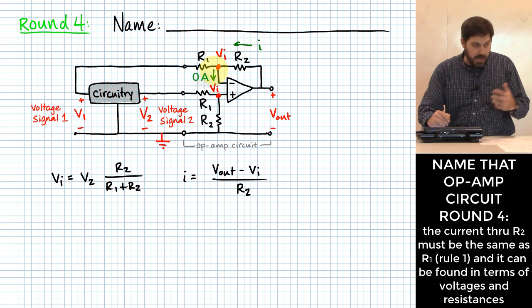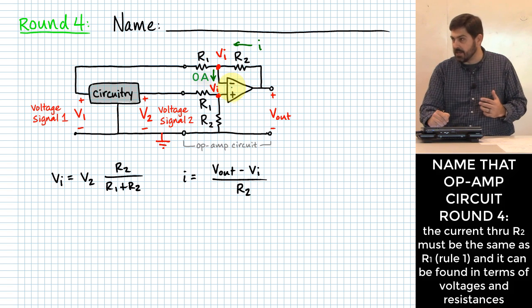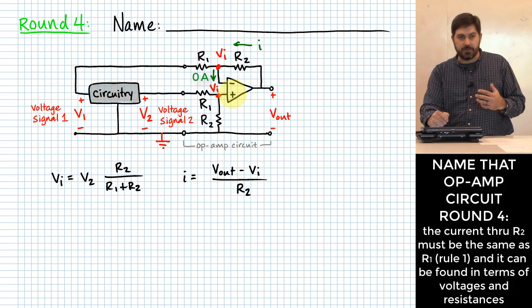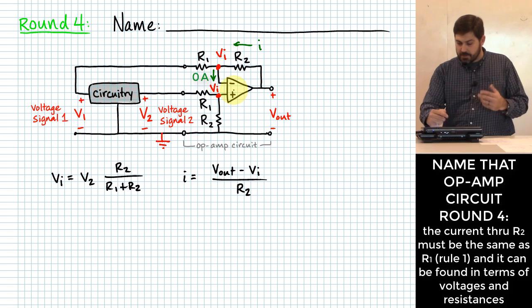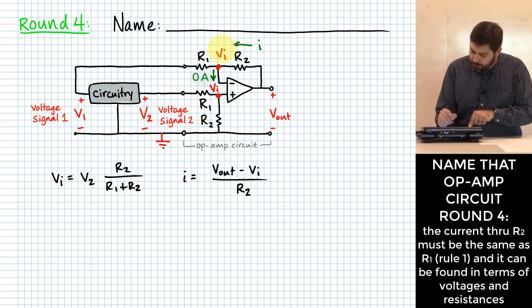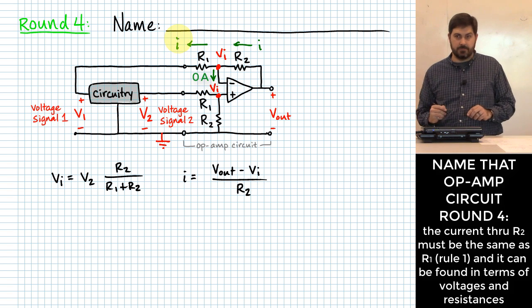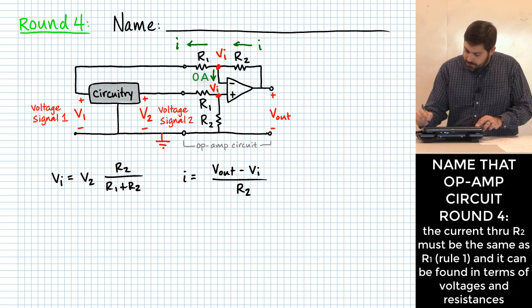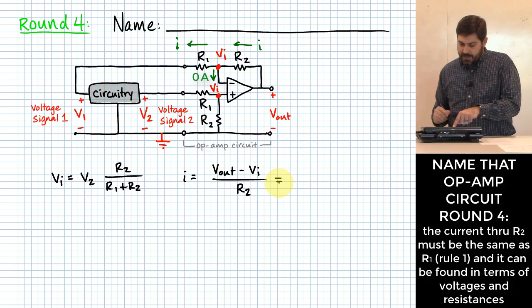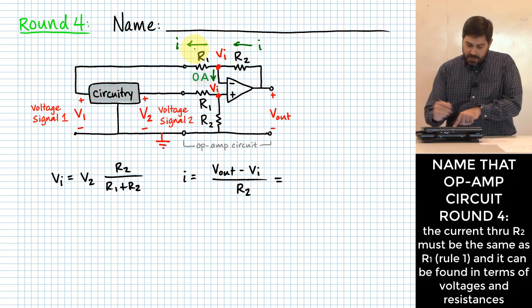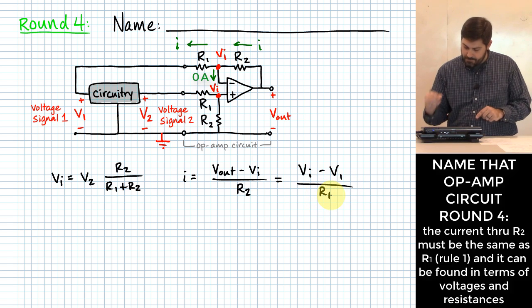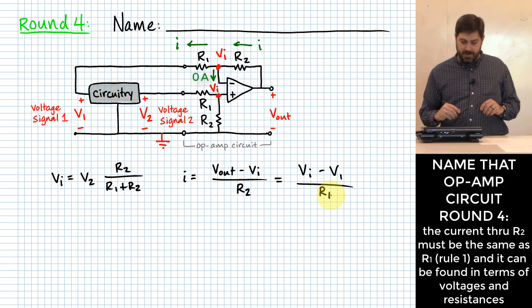Why? Because if it tried to flow, that would mean I had current flowing into the inverting input of my op-amp, and that can't happen. That's one of our rules. So whatever I have flowing through R2 must be the same I flowing through R1. That means I should be able to write that as VI minus V1 over R1.